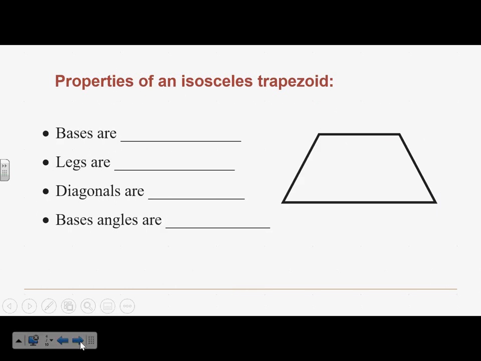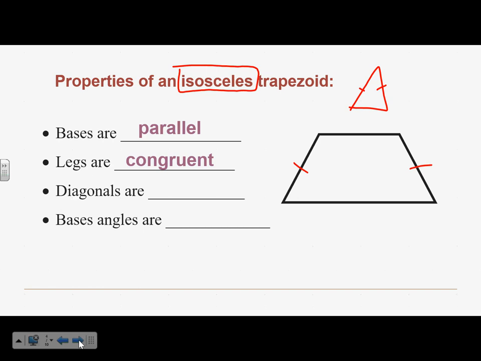Now these are properties of an isosceles trapezoid. An isosceles trapezoid is just like any other trapezoid in the fact that the bases are parallel. But the new things are these 3 things. The legs are congruent to each other. So these 2 legs are congruent. That's what makes it isosceles, just like an isosceles triangle, where those legs are congruent.